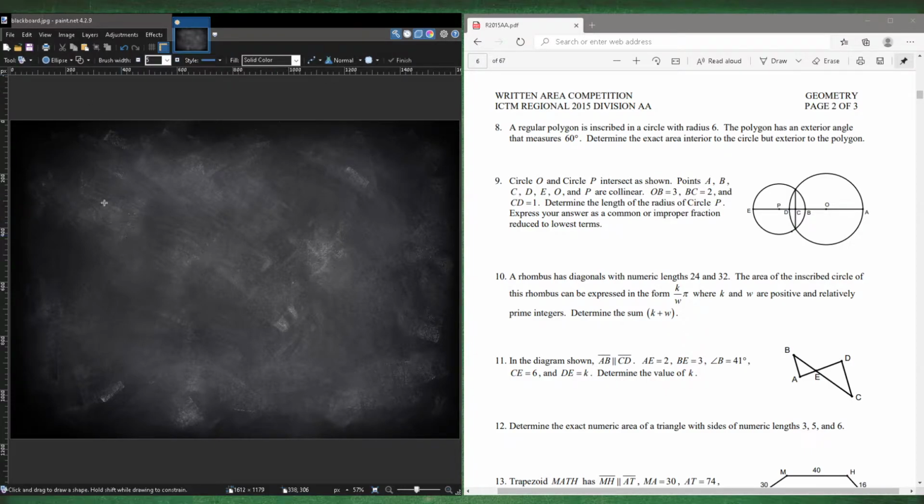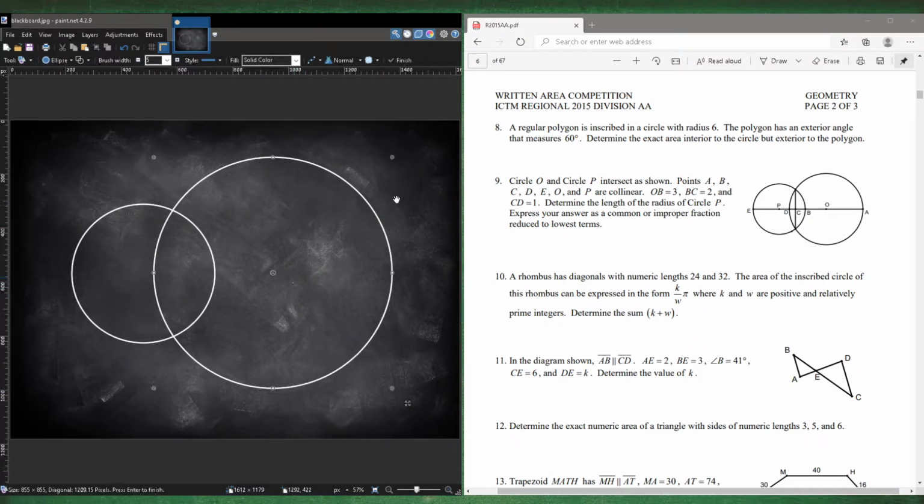Okay, so we have a smaller circle, then a bigger circle, then a line that connects the center of this circle to the center of this circle. Then we have a height from this point down. They gave us that OB is equal to 3, so this is 3. They say BC is 2, and CD is 1. So I'm going to label this part as X. Okay, so what do we do now?